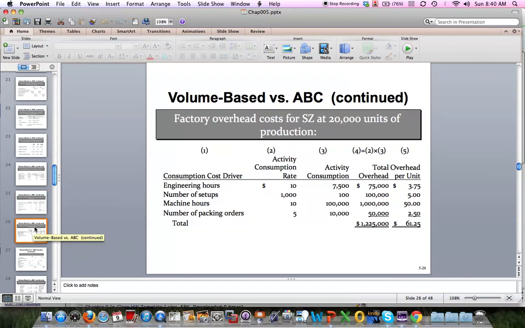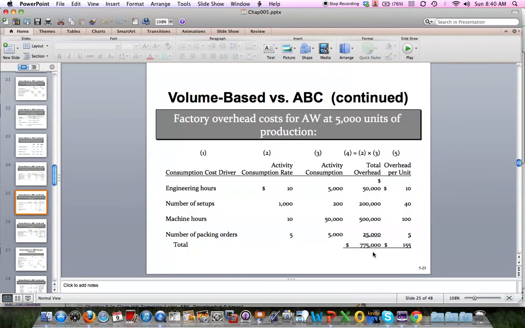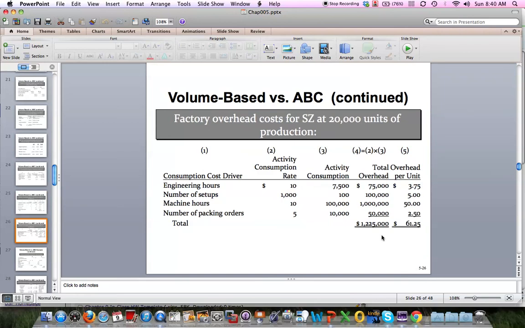We'll do the same thing for SZ. We're making 20,000 units. We make many more SZ models than AW, 20,000 versus 5,000. And you can again see our activity consumption rates, our activity consumption, total overhead, and overhead per unit. Engineering hours are $10 per hour. The setups are 1,000, machine hours are 10, packing orders are 5. A lot more activities though for SZ. And we get to $1,225,000, and we get overhead per unit of 61.25. So I want you to keep in mind that we had $775,000 of overhead allocated here, and $1,225,000 here. It still adds up to $2 million. We're taking the same pool of cost, $2 million, and just slicing and dicing it a little bit differently with ABC versus traditional. So that's the key difference between them.